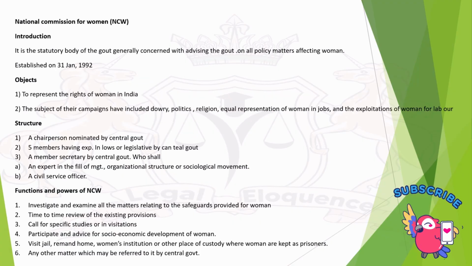National Commission for Women. It is the statutory body of the government generally concerned with advising the government on all policy matters affecting women. Established on 31 January 1992. Its object is to represent the rights of women in India. The subjects of their campaigns have included dowry, politics, regional equal representation of women in jobs, and the exploitation of women for labor.